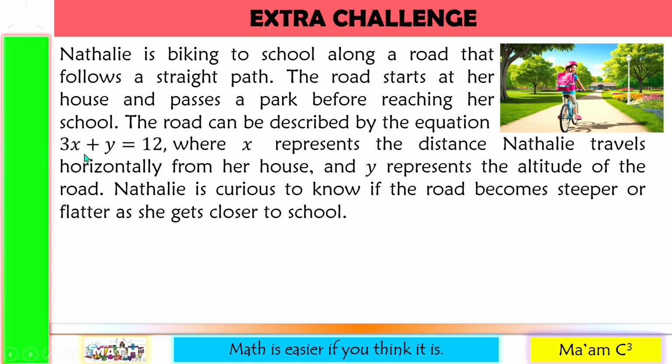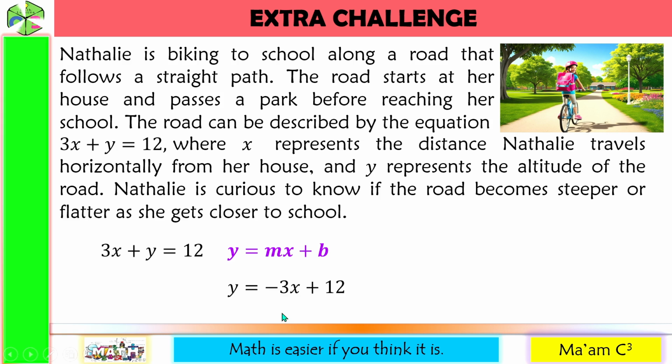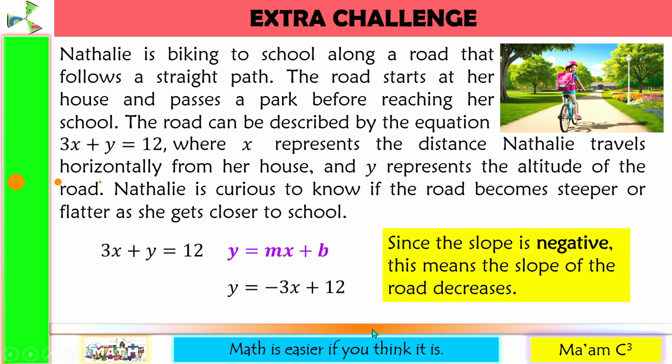We have here the equation of the line 3x plus y is equal to 12. Let us express this in slope-intercept form. So we have to move 3x on this side. This will become y is equal to negative 3x plus 12. Since the slope is negative, this means the slope of the road decreases.